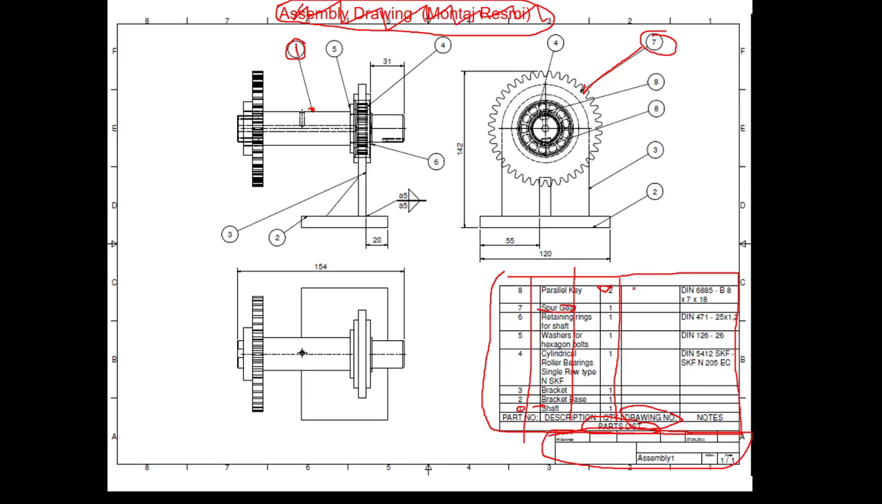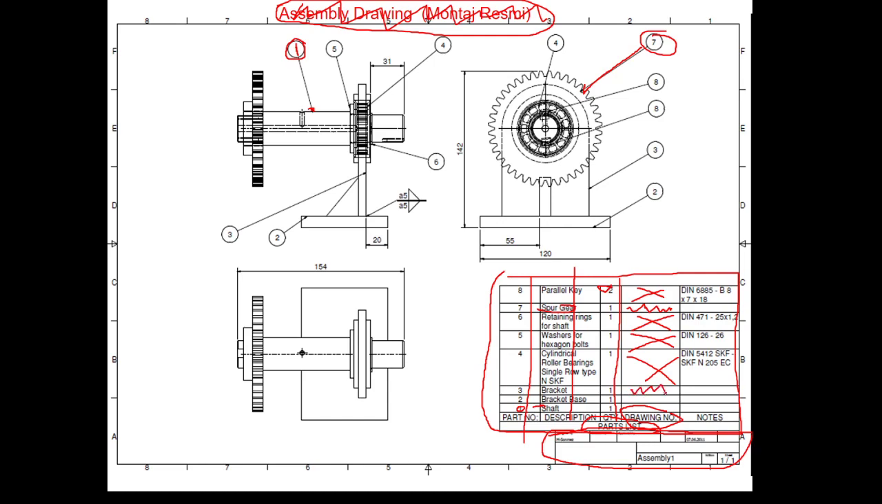For instance, for parallel key, there will be nothing in this box. But for spur gear, whatever the drawing number for the sheet that shows the images of the spur gear, it must be written over here. Retaining ring is a standard component, so there will be no technical drawing for retaining ring, so no number to write. Washer is a standard component, no need. Bearing is a standard component, but bracket non-standard.